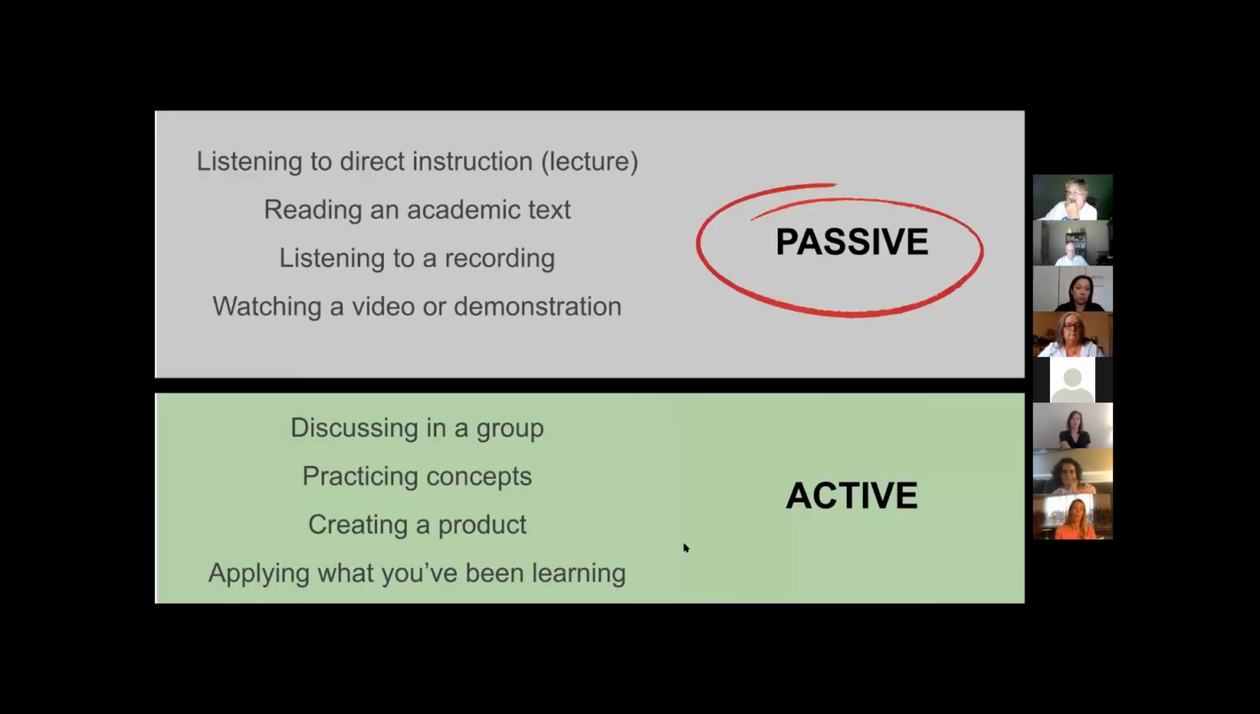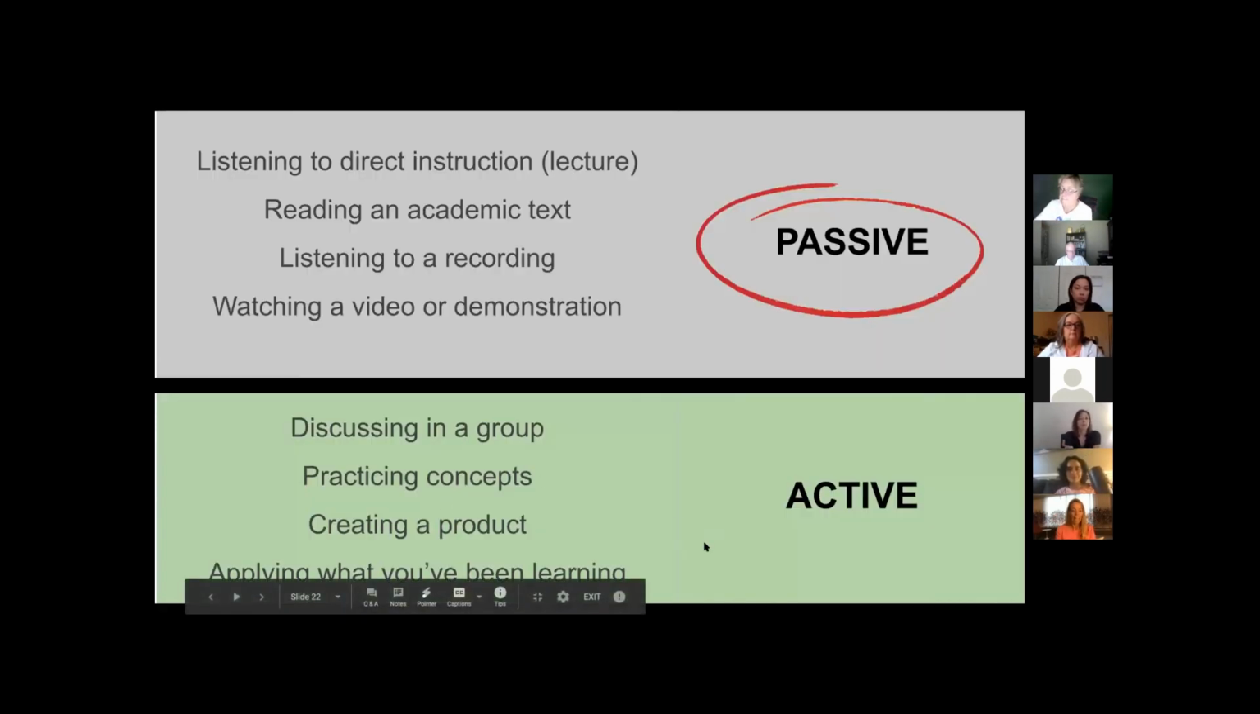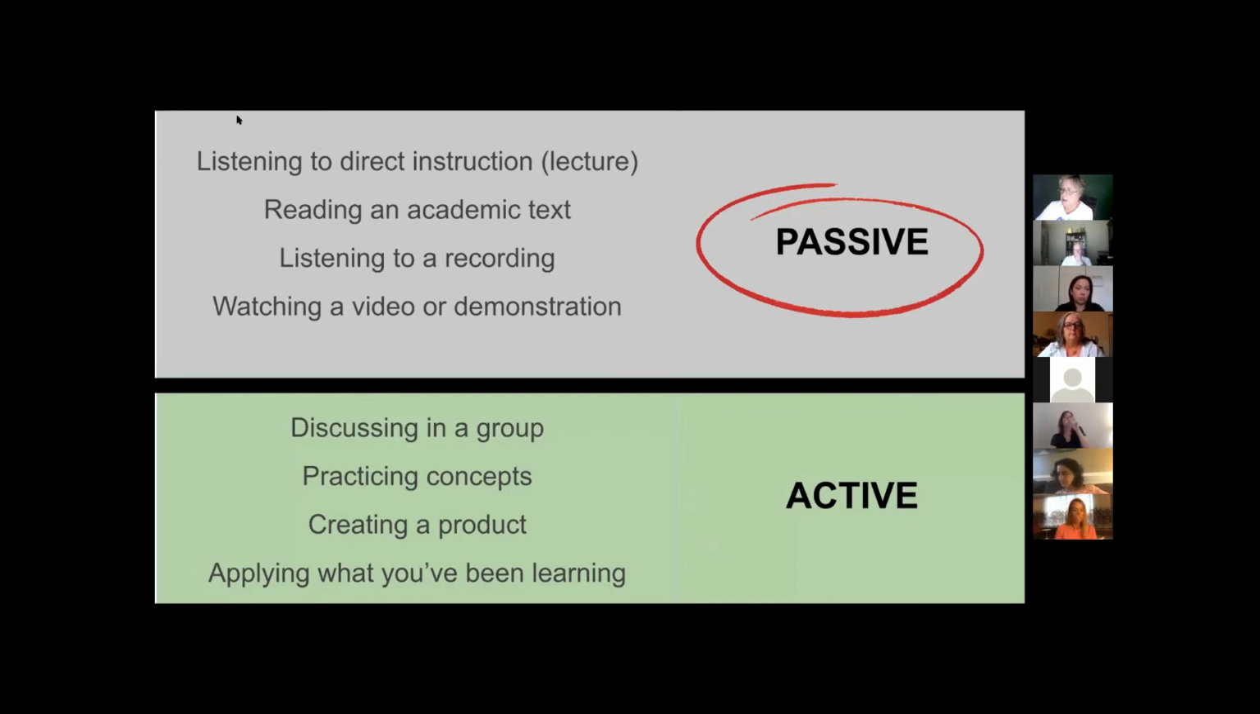So let's take a look at what we mean by passive versus active. Passive is listening to direct instruction. What you're doing right now with me, that's passive. I'm talking to you, or lecturing to you, giving you information. Reading academic text is also passive, and this is different from reading a book for pleasure. Listening to a recording is passive, as is watching a video or demonstration. Active learning includes, as some examples, discussing, practicing concepts, applying what we've learned, and creating something. That's all active.